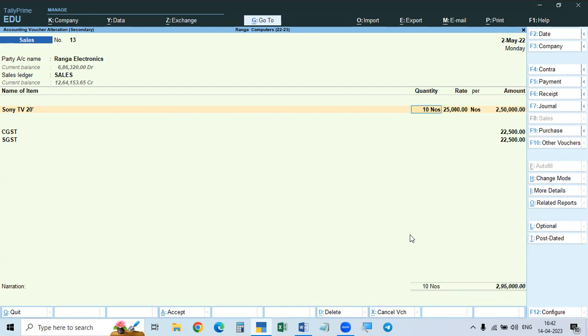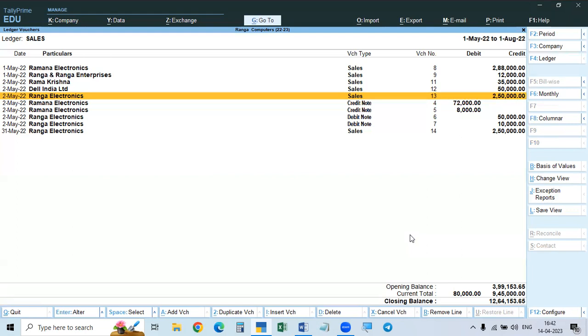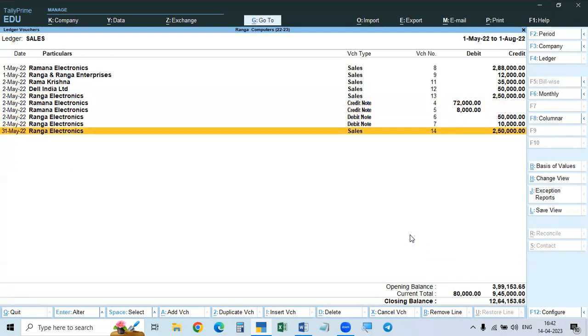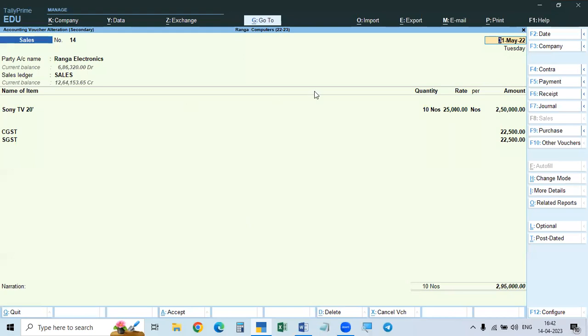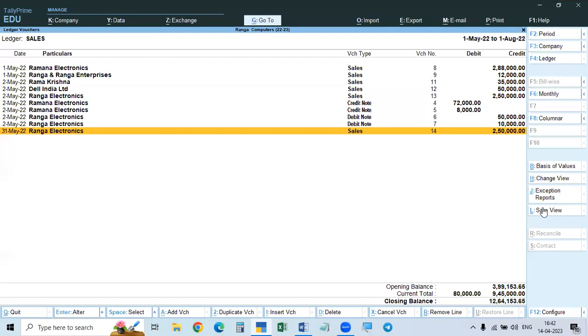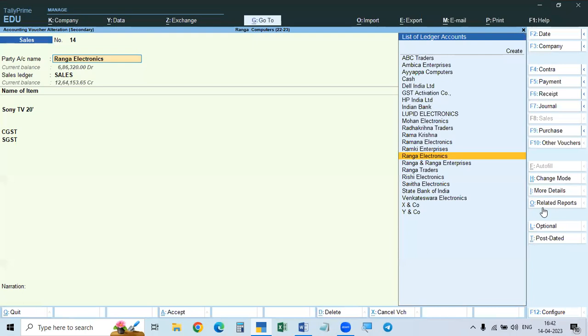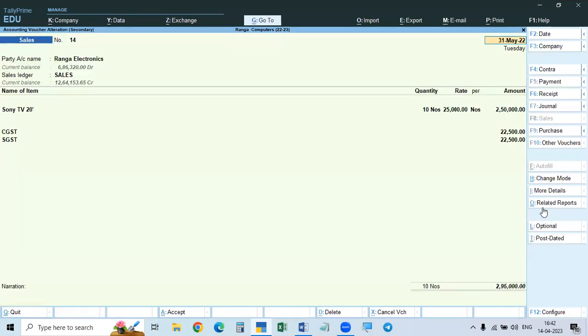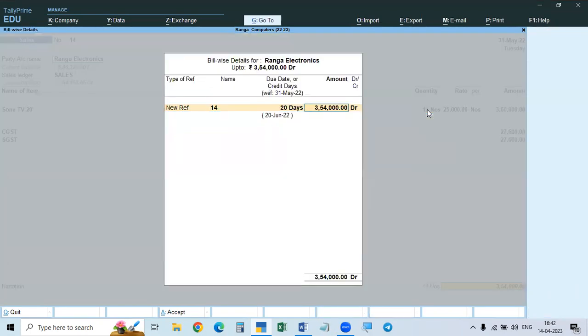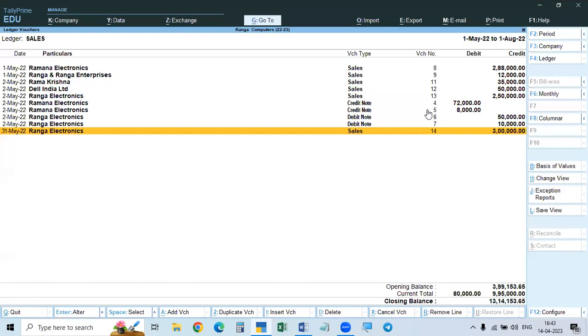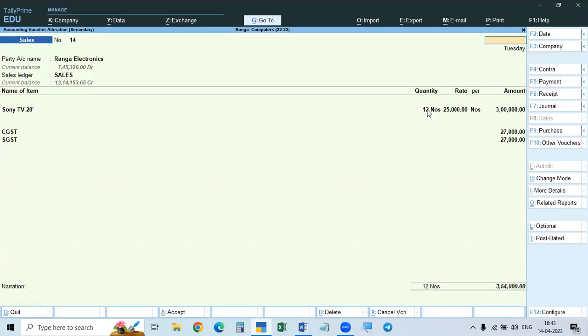But in this case, I entered on 2nd, and the other dates you cannot enter. That's why I take 31st May. On 31st May, he purchased 10 TVs again at the same price, so his target is complete. Take it as not 10 but 12, for example. The target is 20 TVs, but he purchased 10 plus 12, 22 in total.